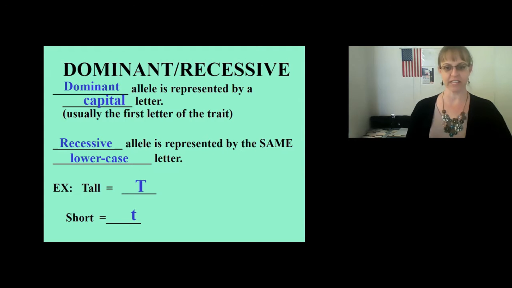So a dominant allele is represented by a capital letter, usually the first letter of the trait. And the recessive allele is represented by the same lowercase letter. Let me show you an example. Pea plants can be tall or short. Tall is the dominant allele. So we take the word tall and use a capital T to represent a tall plant. Then we take that same letter, T, and make it lowercase to represent short. Notice we don't switch and use the letter S. We use the same letter T for both the dominant and the recessive trait, but we make it capital for dominant, lowercase for recessive.